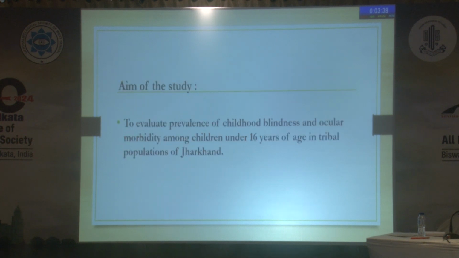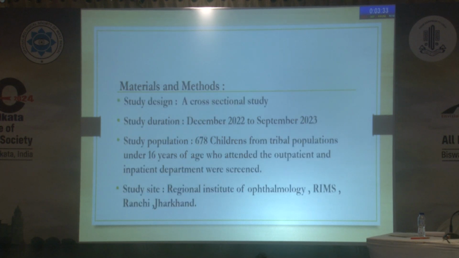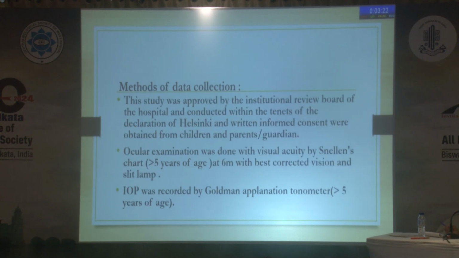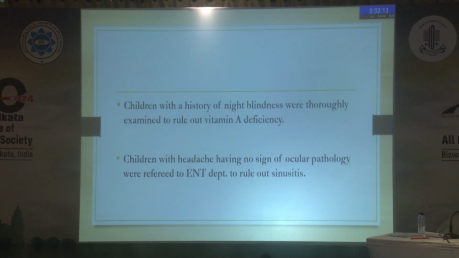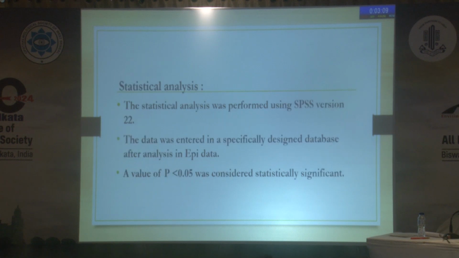The aim of the study was to evaluate the prevalence of childhood blindness and ocular morbidity under 16 years in tribal population. A cross-sectional study was conducted in which 678 children from tribal populations who attended the outpatient department were screened. This study was approved by the Institutional Review Board of the hospital. Ocular examination was done, IOP was recorded, fundus examination was done, and children with a history of night blindness were thoroughly examined to rule out vitamin A deficiency. Statistical analysis was performed using SPSS version 22.